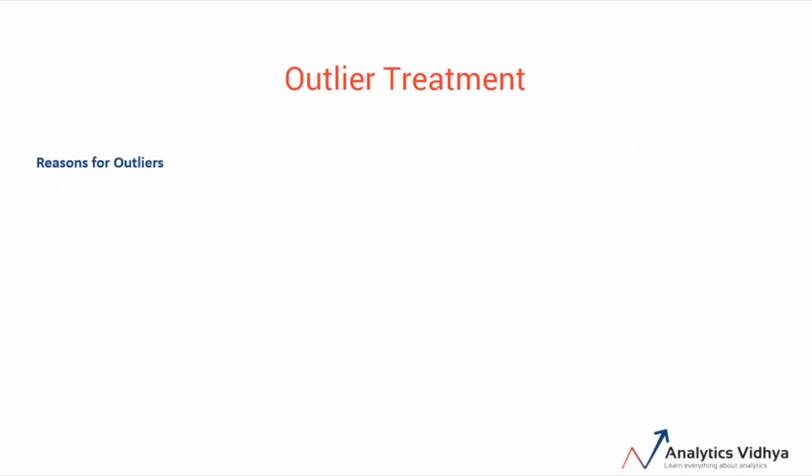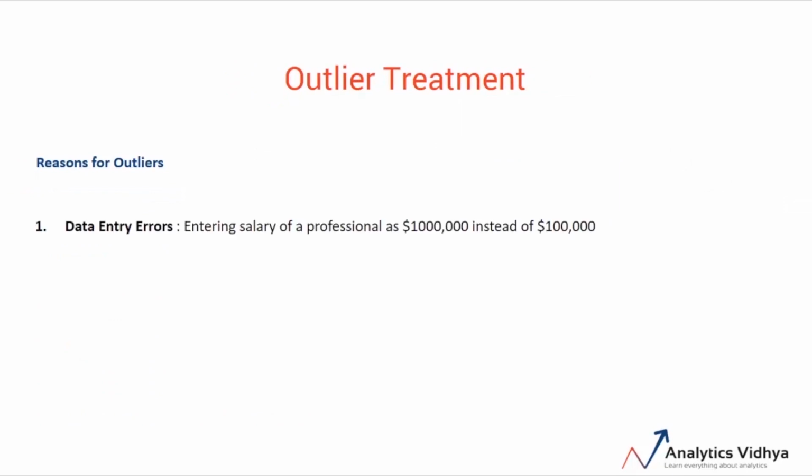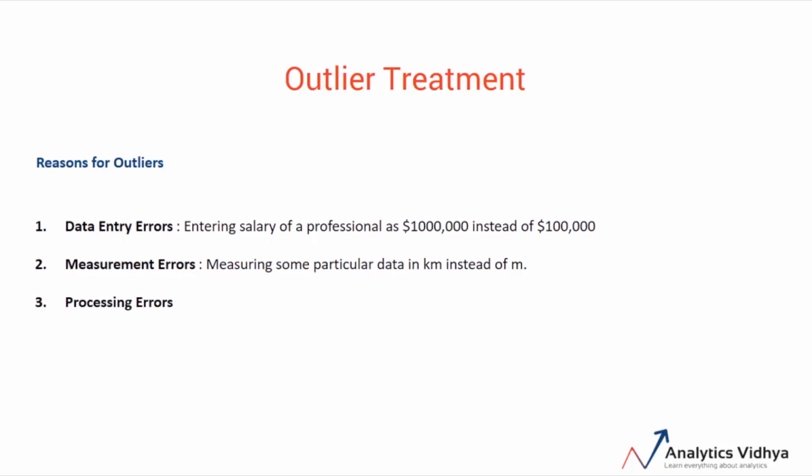So what are the reasons for outliers? The first reason is the data entry errors. So for example, if instead of $100,000 you input $1 million in the entry, then this $1 million becomes an outlier. Similarly, there are measurement errors. So for example, in a dataset, if all the observations are measured in meters and one observation is measured in kilometers, then this observation becomes an outlier. Next are the processing errors and the change in the underlying population as the reasons for outliers.